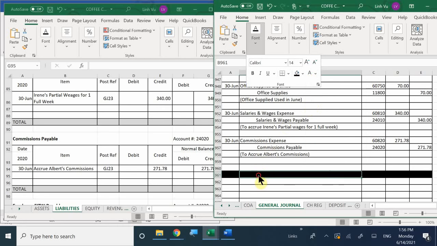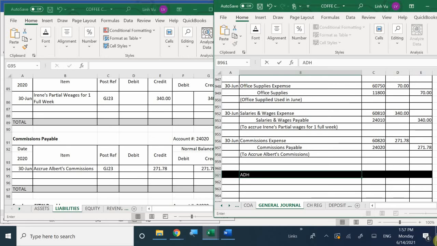So I'm going to make a note here in my journal that I am now going to complete the adjusted trial balance. Okay.